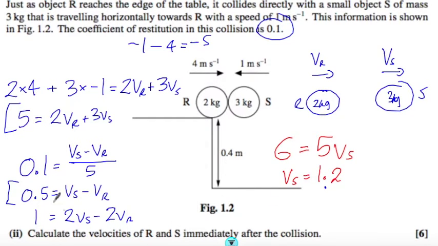Okay, and then all we need to do is sub that back into this one to work out VR. So 0.5 equals VS minus VR, where VS is 1.2. So VR will be 0.7, both travelling to the right.